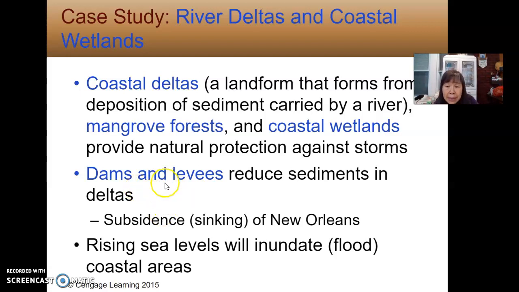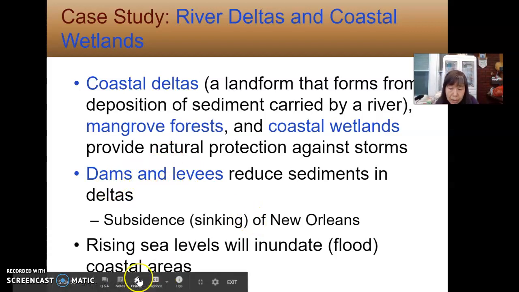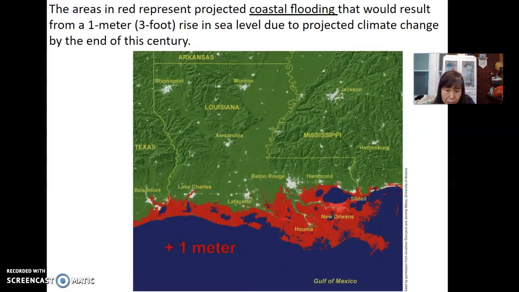And then we have man-made dams and levees that reduce the sediments in the delta. So in the long run, the delta would have erosion without supply from water because we dammed them, right? And then we also have sea level rise, which floods coastal areas. Those are all related to human activity.